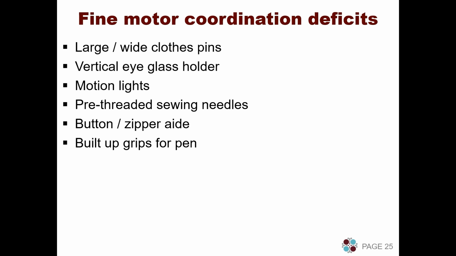Motion lights, pre-threaded sewing needles, these take away a step in sewing that commonly can increase joint pain and inflammation, and essentially can take a great deal of time and causes a lot of frustration for people. So this is a great alternative for them. The button and zipper aids again, and built-up grips for pens.